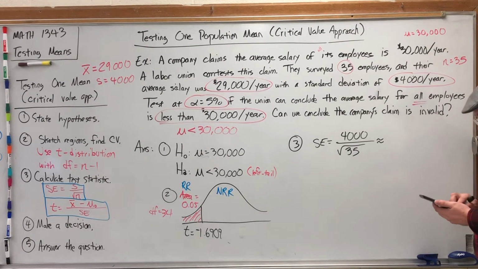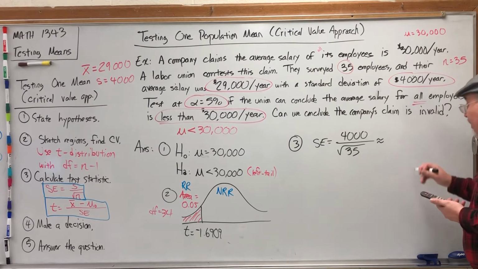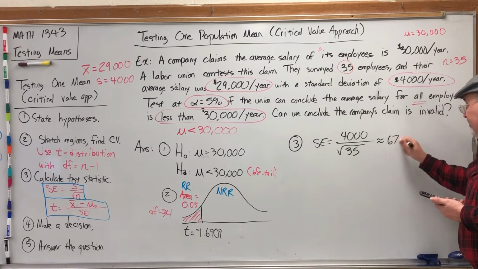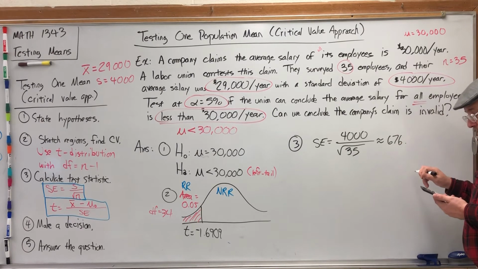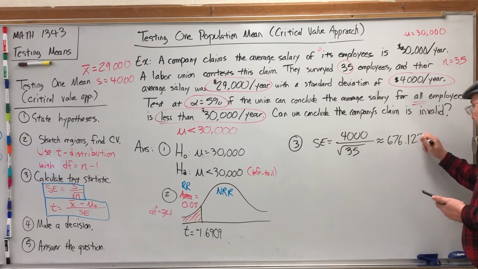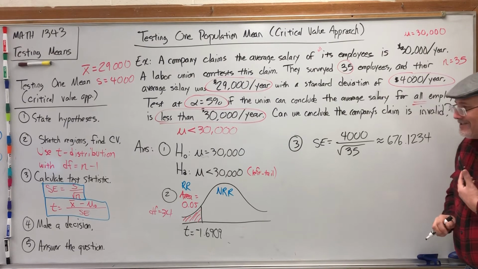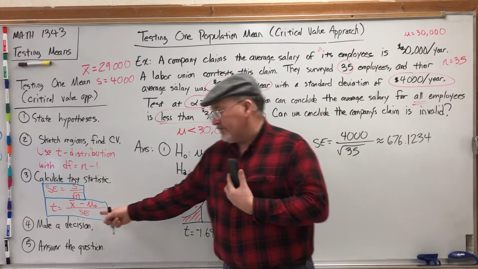Let me do this again because I don't remember that being the standard error when I worked this before, but it's got the same thing again. To 4 decimal places, 676.1234. But that's not our test statistic, that's simply the denominator of the formula for the test statistic.